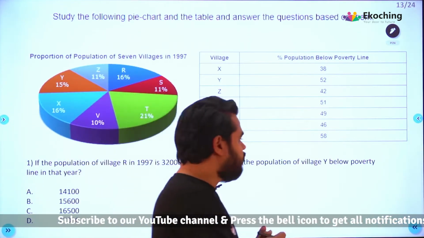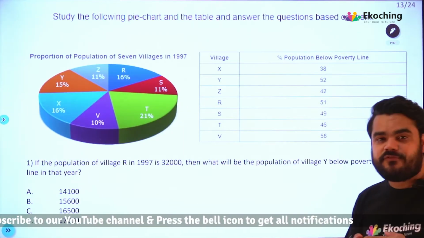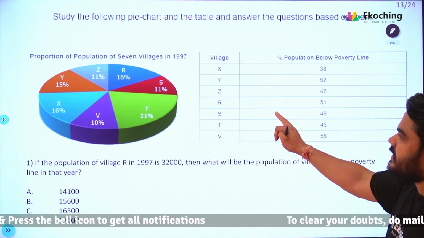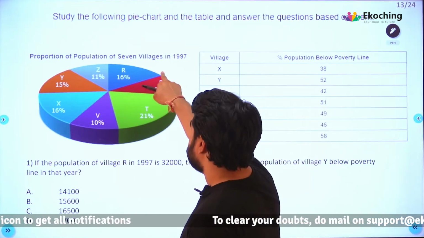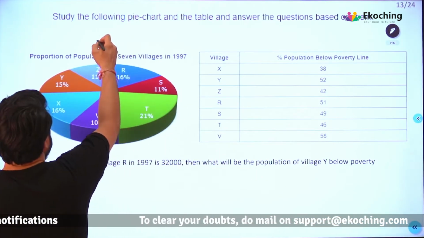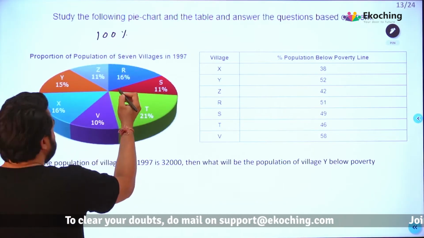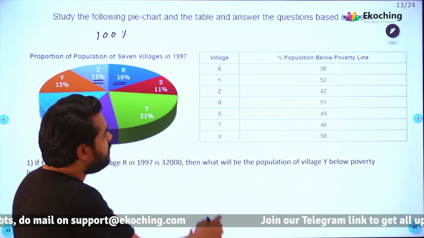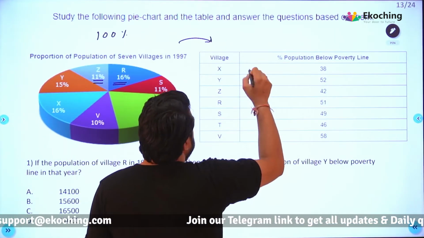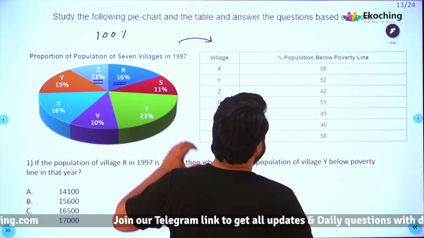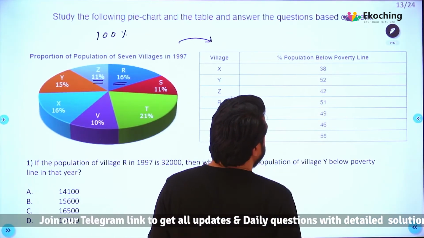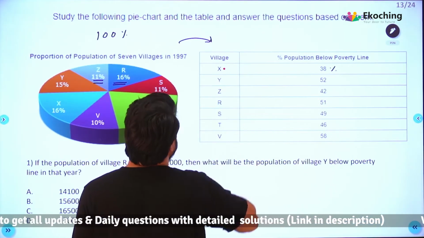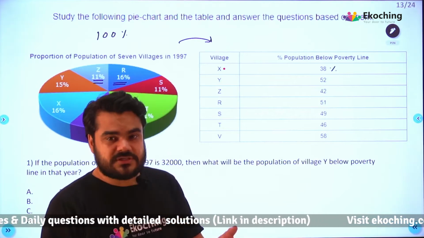Okay, so I hope by now you have marked your answer. And if some of you might not have been able to solve this, that's entirely fine. Let's understand, first of all, the data. This is the proportion of population of 7 villages. So that means if there is a 100% population, we can say that 16% are living in R, 11% are living in Z, and so on. Coming to this table, this is village XYZ. So these are all villages. Percentage population below poverty line. That means I can say that 38% of population living in X is living below poverty line.